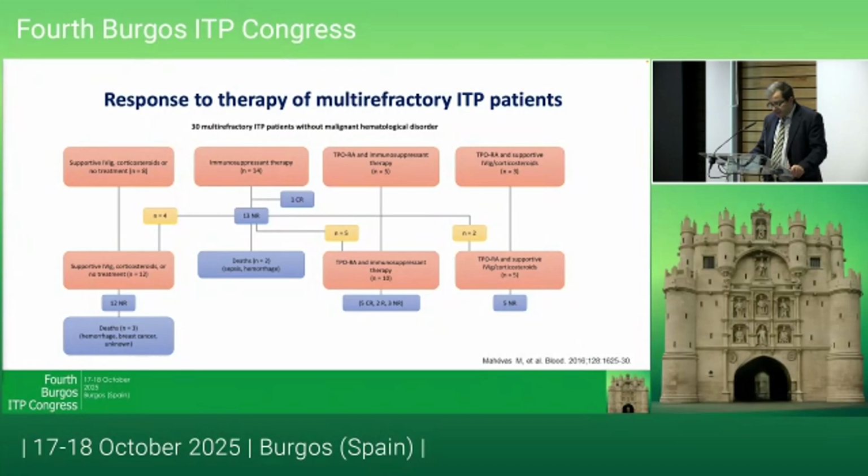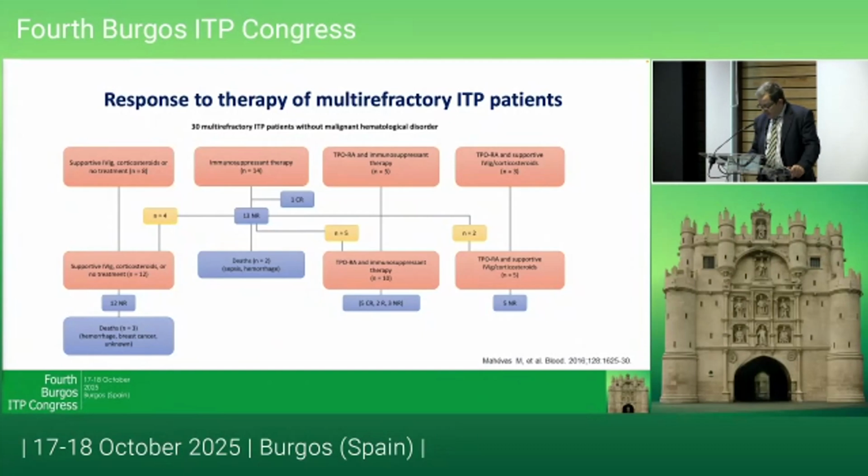And you can see here that in the first column, of the 12 patients who received this treatment, none of them responded. In the second column, for 14 patients, only 1 achieved a complete response with 13 no responses. In the third column, they have 10 patients. From those patients, 5 achieved a CR, 3 no responses. And the final column, 5 no responses from 5 patients.